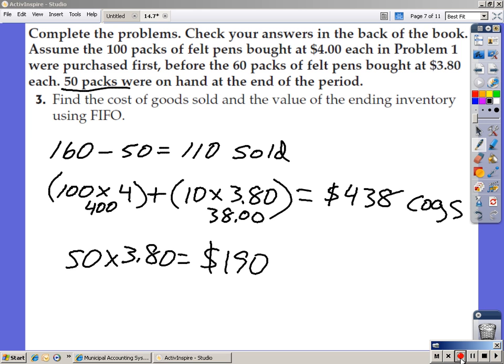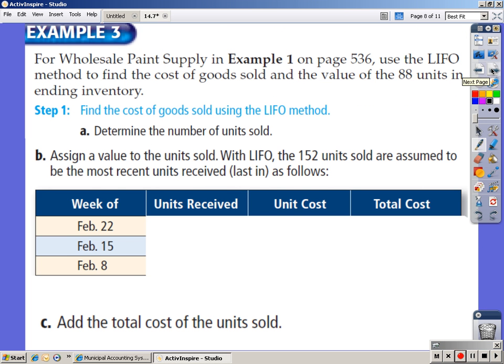Okay, we're moving on. Now, example 3. You have to continue to use the chart on the bottom of 536 to do example 3. Okay? Now, this says, for wholesale paint supply in example 1 on 536, use the LIFO method to find the cost of goods sold and the value of 88 units in ending inventory. Okay, so 88 units in ending inventory, if we remember Part A says determine the number of units sold. Well, we had 152 units sold.